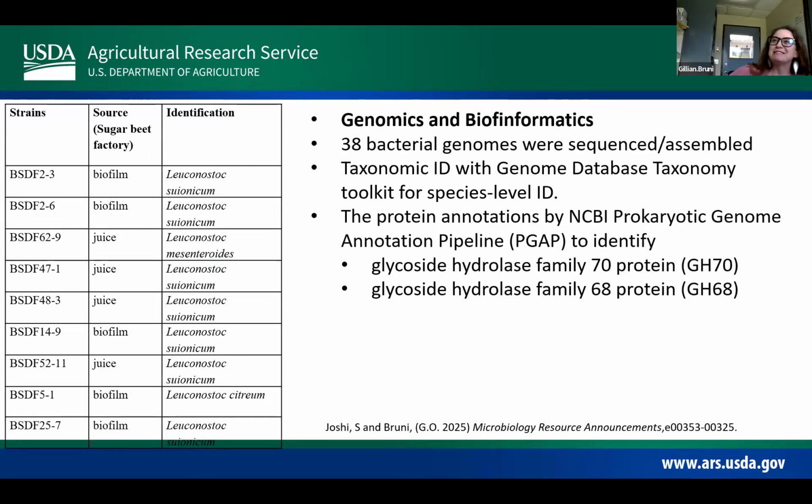I'm speeding through a few of these slides a little bit because I want to get through in time for you guys. But as I mentioned, we have done a lot of genomics and bioinformatics. Just in the last year, we've sequenced and assembled about 38 bacterial genomes. We've done species level identification through various pipelines. And we've also used a protein annotation pipeline at NCBI to identify key genes of interest that form some of these EPS polymers that we're interested in.